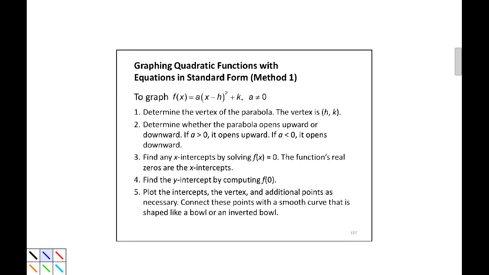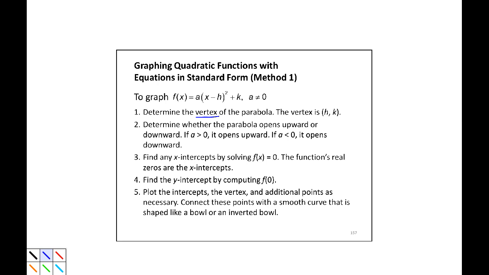To graph a quadratic in standard form, we first determine the vertex of the parabola. That vertex is (h, k) as an ordered pair. Determine whether the parabola opens upward or downward. If a is greater than 0, it opens upward. If a is less than 0, it opens downward.